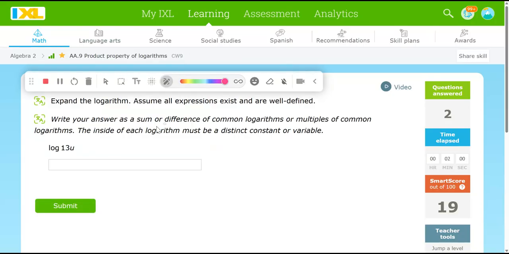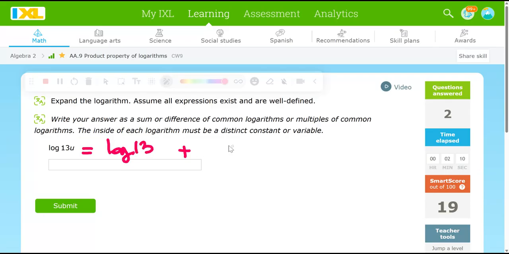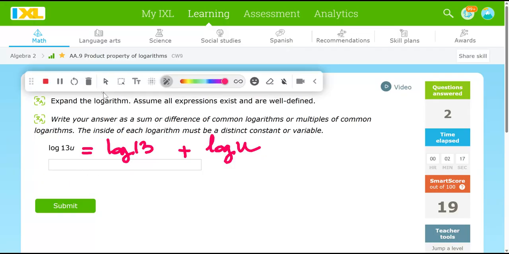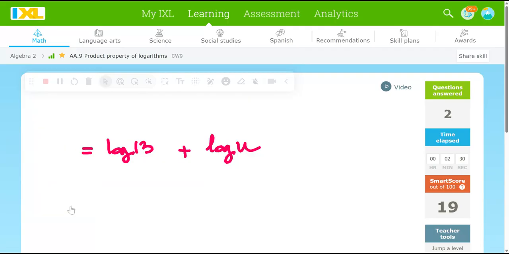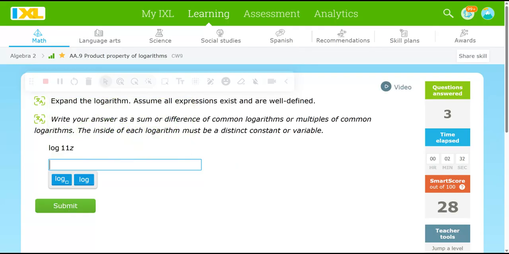Now, same thing happening. So this is 13 times u. I separate them with the plus sign: log base 10 of 13 plus log base 10 of u. I'm done. I get my pen over here and put log 13. Make sure you get the plus sign. If you don't do the plus sign, then you are wrong. Submit. Voila. Same thing.